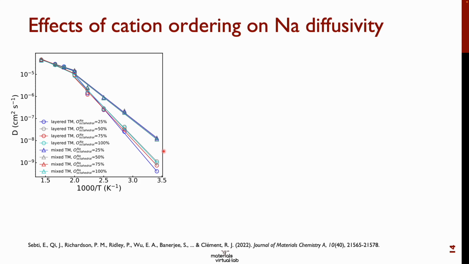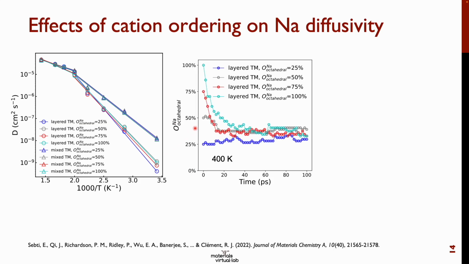So this also tells us that the initial sodium octahedral site occupancy doesn't matter to the ionic activity. And we further investigate the reason for this. By looking at the 400 Kelvin evolution of sodium octahedral site occupancy, we can see that although we start from different initial values for the sodium octahedral site occupancies, they actually equilibrate very fast, within 20 picoseconds, to a value around 30%.